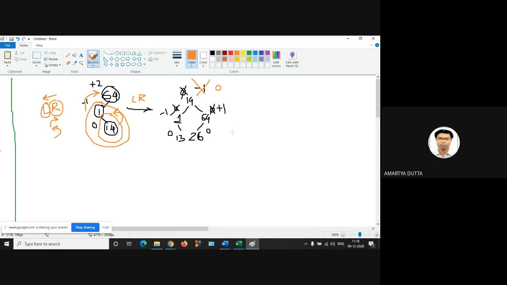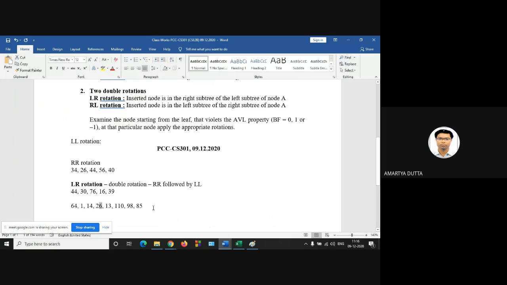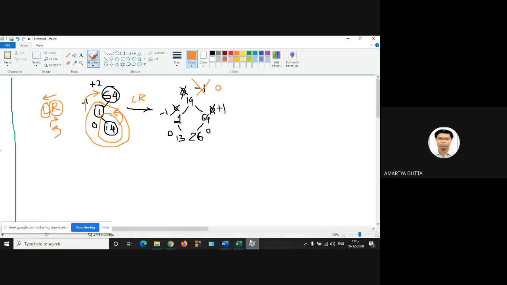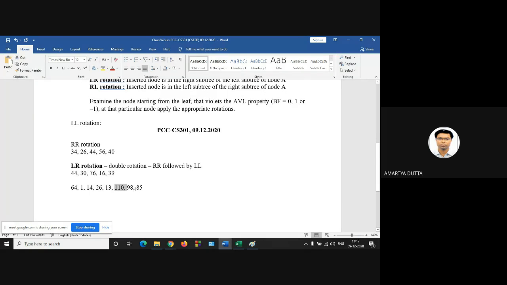Next one is 110. So 110 means which position? Right side of 64. So 110 is the position. Now check again the balance. 110 is 0, 26 is 0, 13 is 0, 64 will be 0 and 14 is 0. Okay. Is it clear? Yes, sir. This picture is becoming clumsy now.